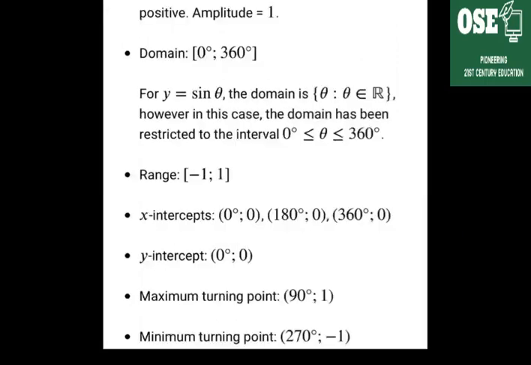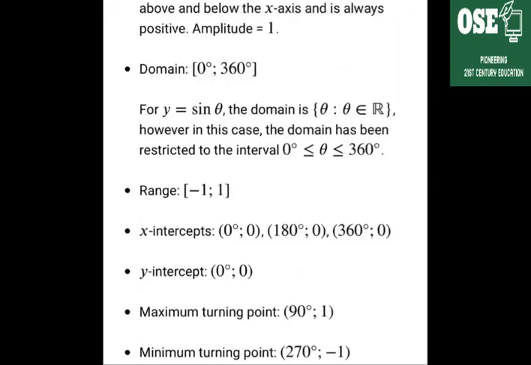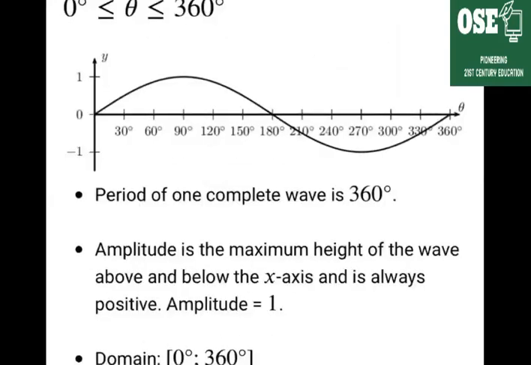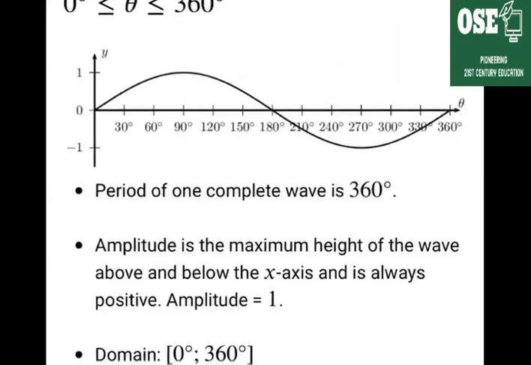And then for intercepts, it's easy. You can just look at your graph. You can see the graph crosses the x and the y axis at 0. And then it crosses the x-axis at 180 and at 360. And then it crosses the y-axis at 0. That's it.